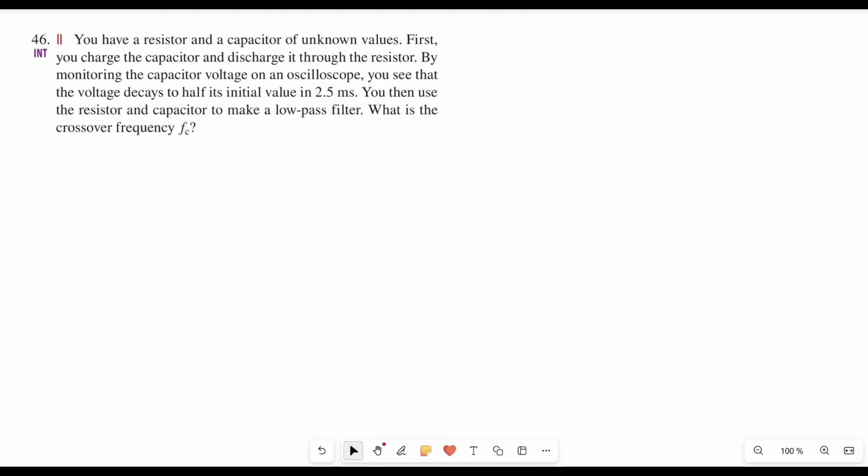This is our second problem. We have a resistor and a capacitor of unknown values. First, we charge the capacitor and discharge it through the resistor. By monitoring the capacitor voltage on an oscilloscope, we see that the voltage decays to half its initial value in 2.5 milliseconds. We then use the resistor and capacitor to make a low pass filter. What is the crossover frequency? We need to find the frequency. Also, I will use the PRADA method.